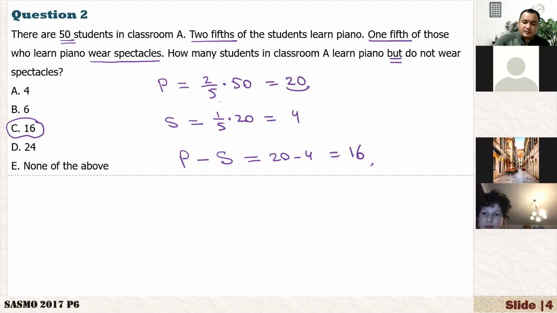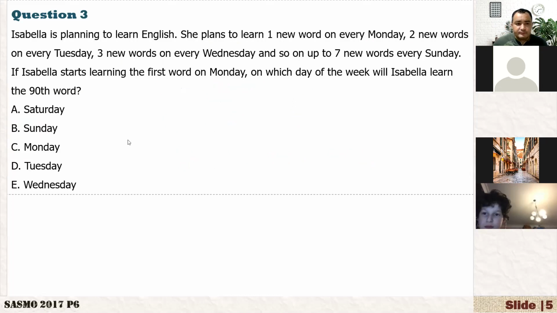Good. Okay, Nazlı, can you read the next question? All right. Isabella is planning to learn English. She plans to learn one new word on every Monday, two new words on every Tuesday, three new words on every Wednesday, and so on up to 7 new words every Sunday. Isabella starts learning the first word on Monday. Which day of the week will Isabella learn the 19th word?